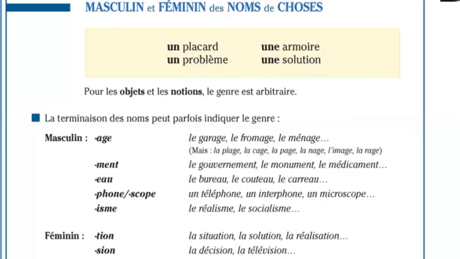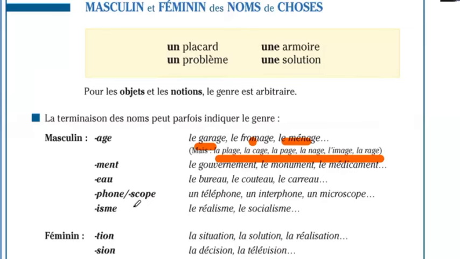When words end in -age, like le garage, le fromage, le ménage, they tend to be masculine in French. But there are exceptions. For example, you have la plage, la cage, la nage, l'image, la rage. These are exceptions.